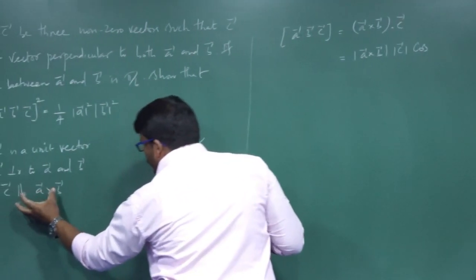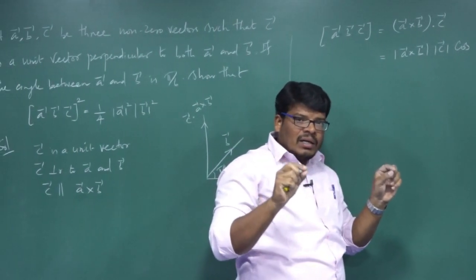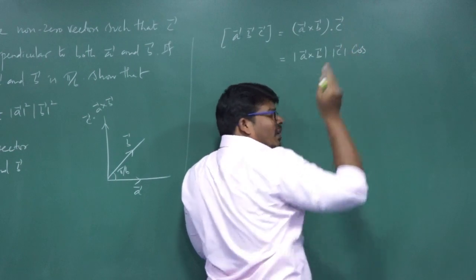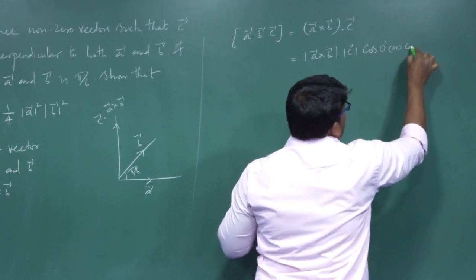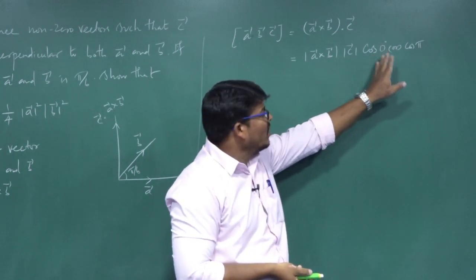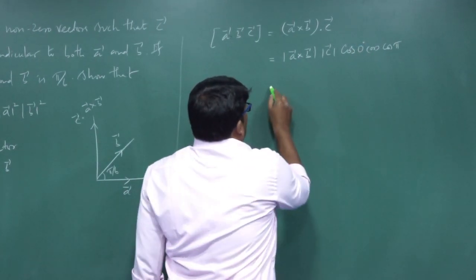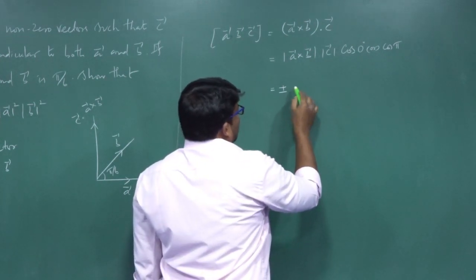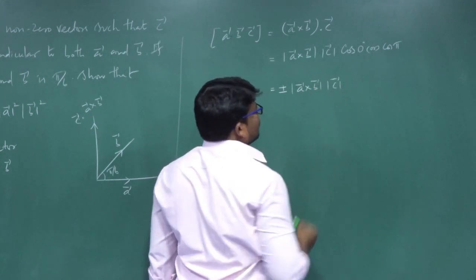A cross B and C vector are parallel. In the dot product, we have cos theta. When two vectors are parallel, theta value is 0 degree or pi. Cos 0 is 1, and cos pi is minus 1. So the answer may be plus or minus modulus of A vector cross B vector, modulus of C vector.